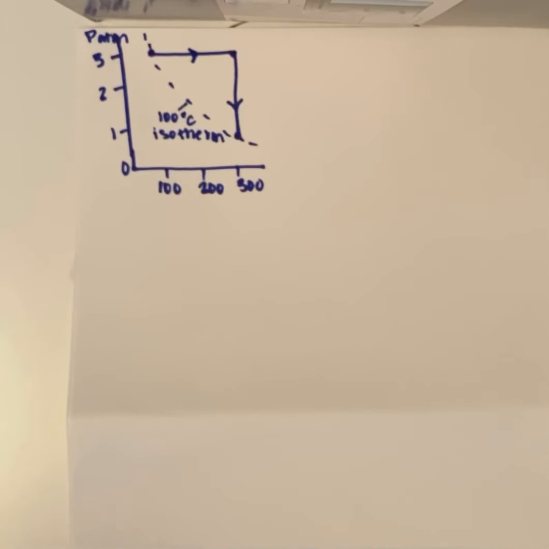I'm going to be solving question 32 from chapter 19 of the textbook. This question says, a monatomic gas follows the process 1 to 2 to 3 shown in the figure. How much heat is needed for process 1 to 2 and process 2 to 3?